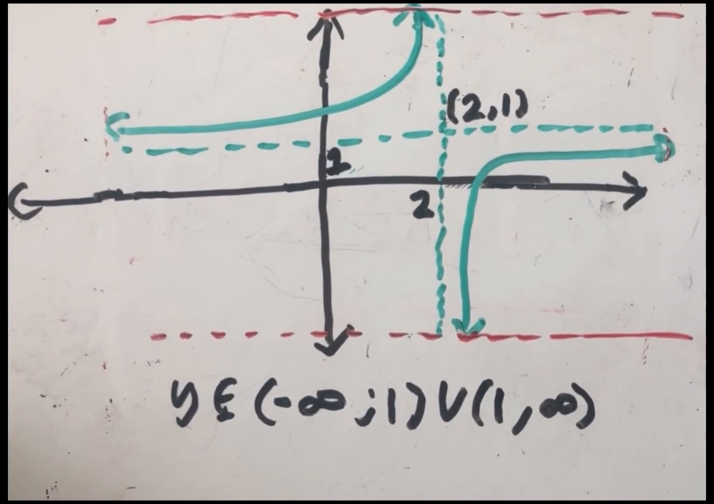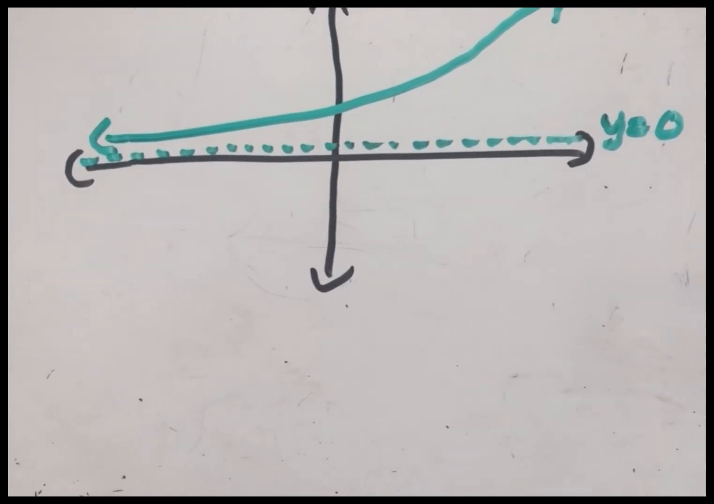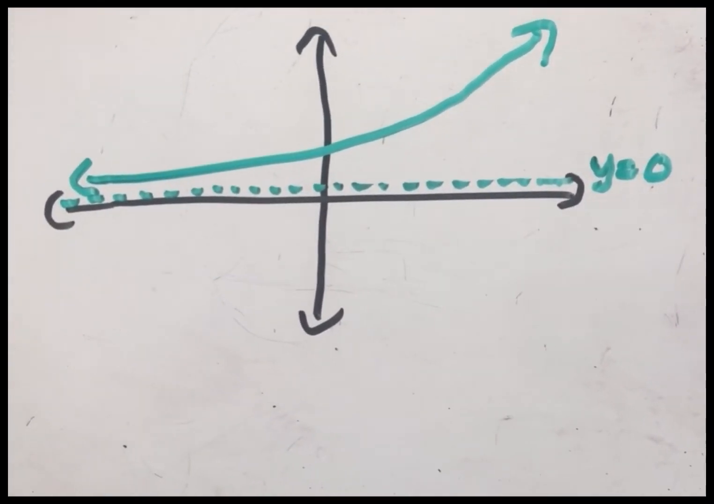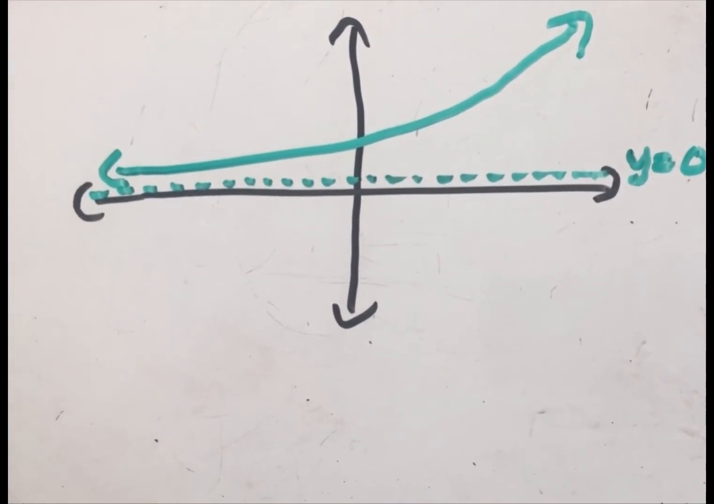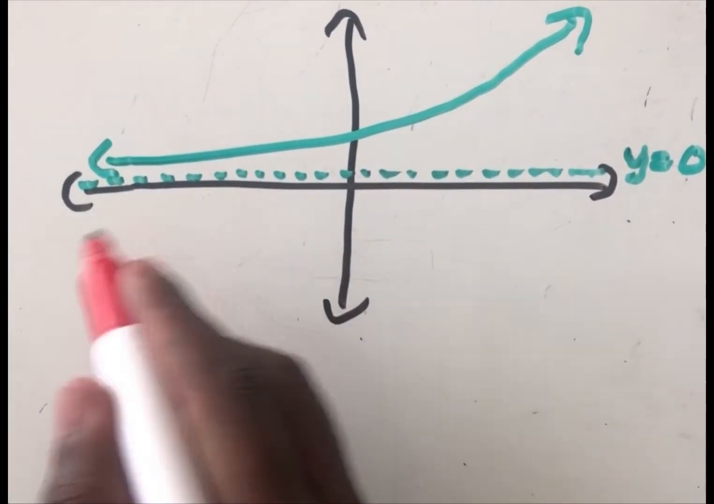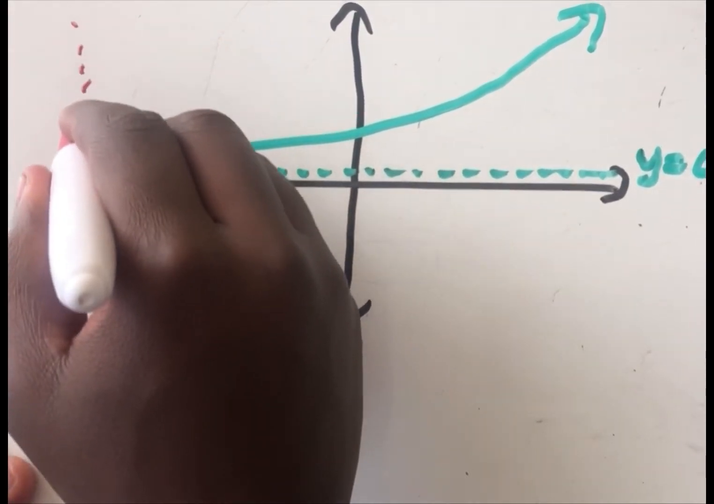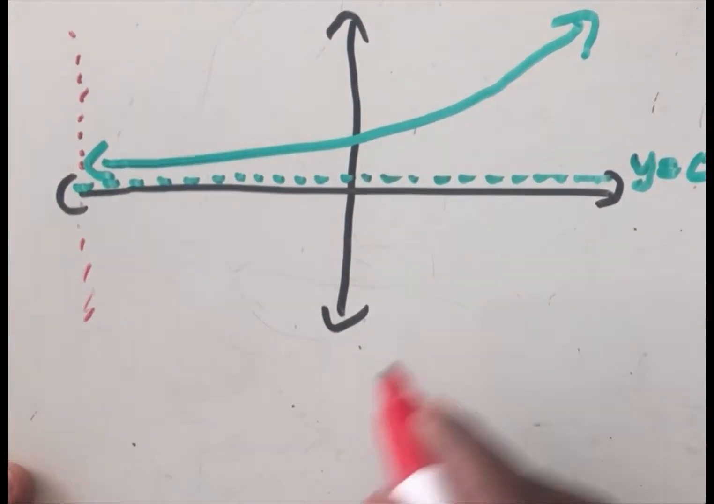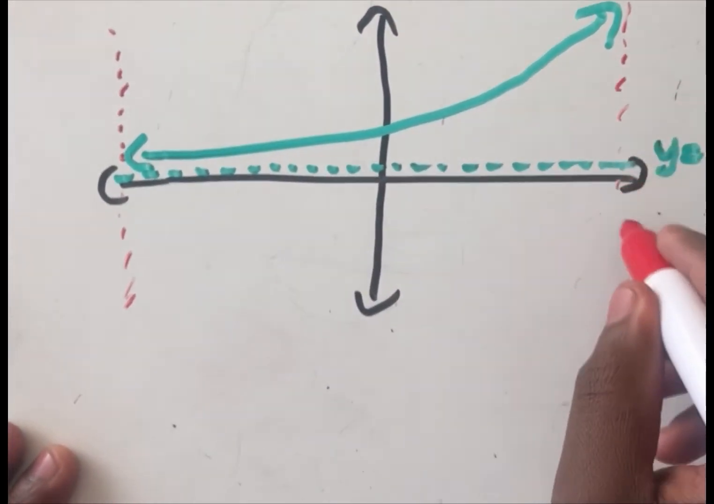Let's go to another example. All right, then this is the exponential graph. So let's find the domain and the range. So the domain, let's find the leftmost part of the graph. The leftmost part of the graph is here where we've got the arrow. The rightmost part of the graph is here where we've got an arrow.